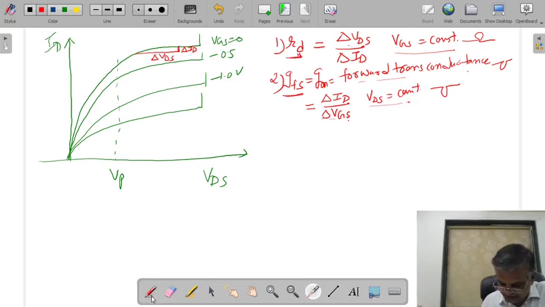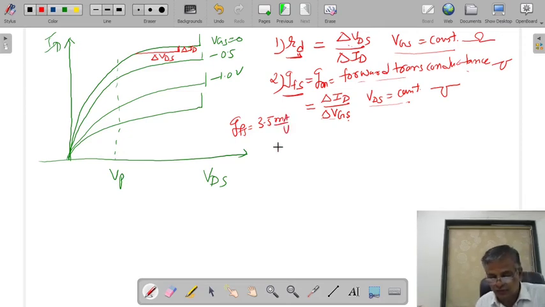For your understanding, suppose I say GFS is 3.5 milliampere per volt. So what does it mean? If you change 1 volt, how much does the current change? 3.5 milliampere drain current. What does it mean? This means if you make a 1 volt change at the gate, the change in drain current is how much? 3.5.